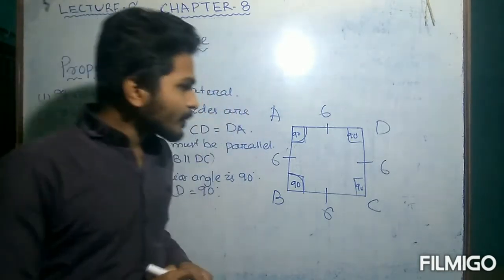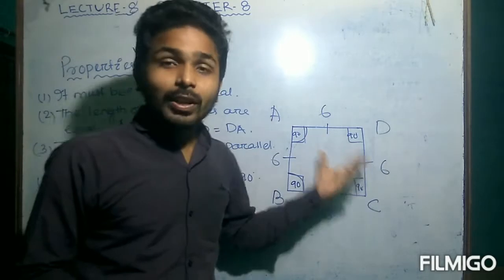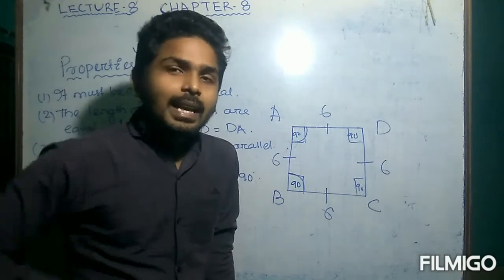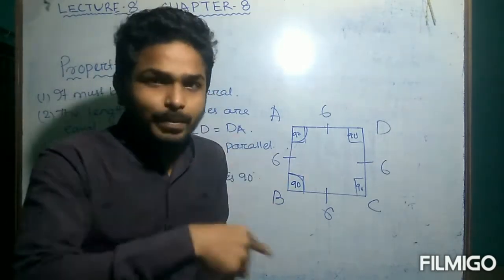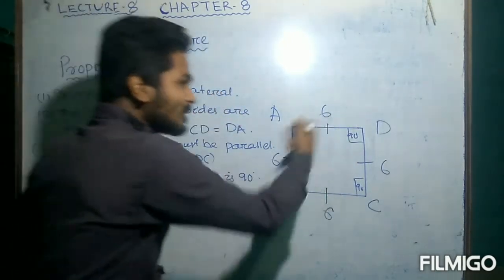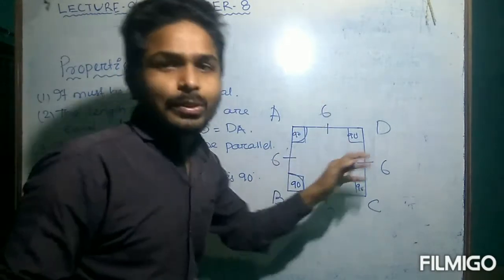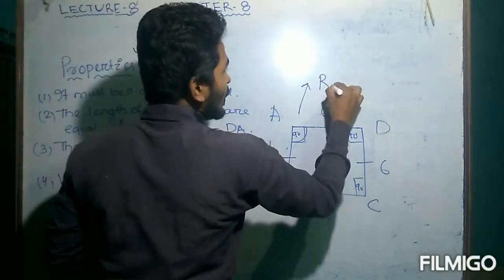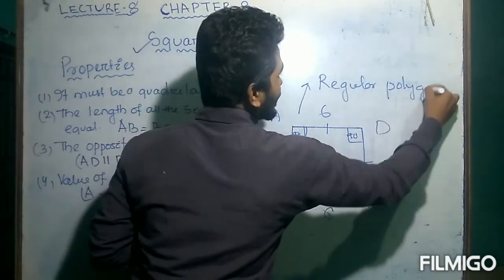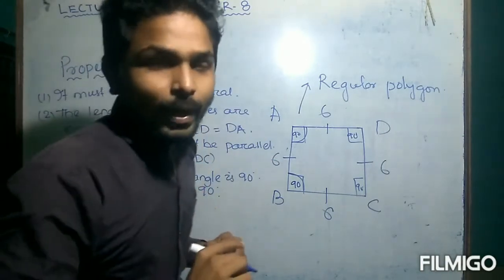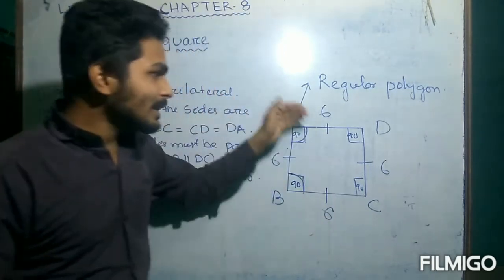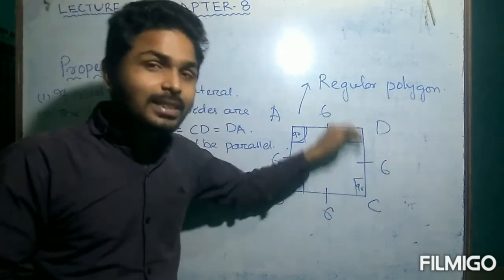Now tell me whether a square is a regular polygon or an irregular polygon. What is the definition of a regular polygon? In a regular polygon, all the sides must be equal as well as all the interior angles must be equal. So in this case also, the 4 sides are equal and the 4 angles are also equal. So it is a regular polygon. But a rectangle is not a regular polygon. Why? Because though all the 4 angles are individually 90 degree, they don't have all the 4 sides equal. They have the opposite sides equal.